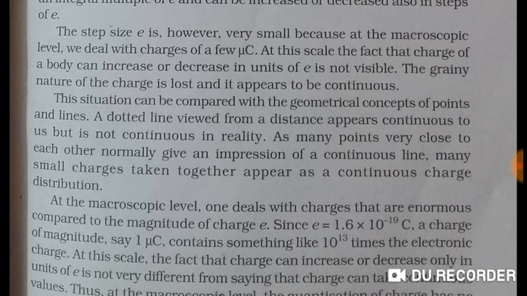The step size e is, however, very small because at the microscopic level we deal with charges of a few microcoulomb. At this scale, the fact that charge of a body can increase or decrease in units of e is not visible. The grainy nature of the charge is lost and it appears to be continuous. This situation can be compared with the geometrical concepts of points and lines. A dotted line viewed from a distance appears continuous to us but is not continuous in reality. As many points very close to each other normally give an impression of a continuous line, many small charges taken together appear as a continuous charge distribution.